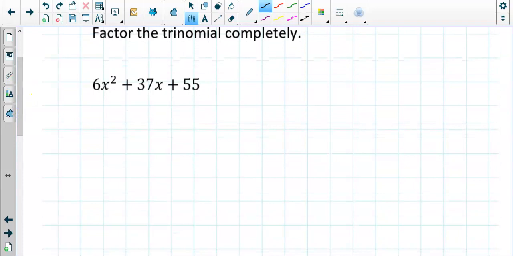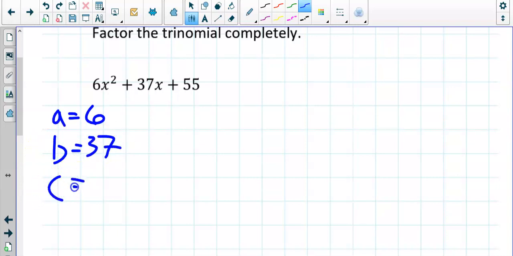You should be asking yourself, though, in this one, is there a GCF? We might sneak one in there where you have to pull that GCF out before you do anything because it might not factor. No, and there's not. So again, this is where you're going to rely on your method. And I'm going to do the AC method because that's what our book runs through. So A is equal to 6, B is equal to 37, your C is equal to 55.